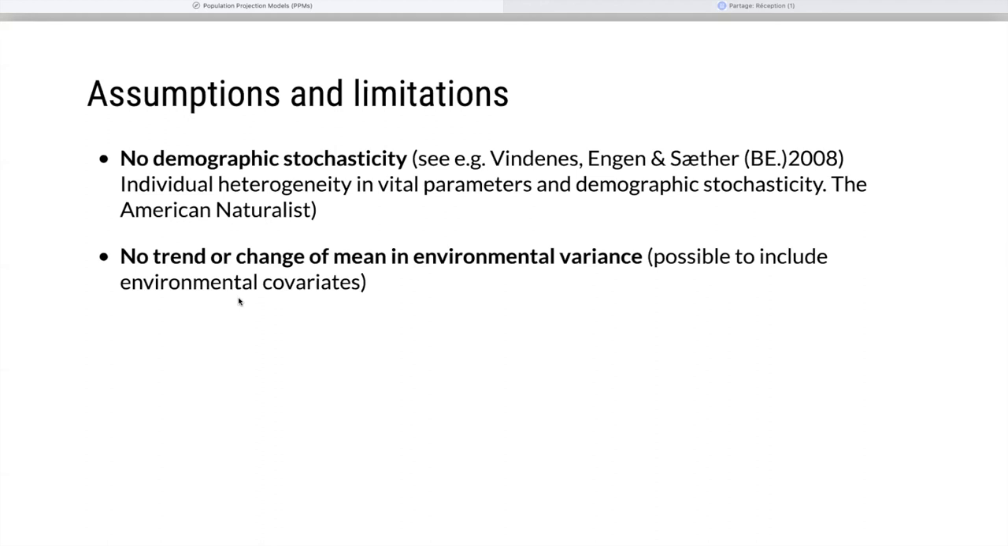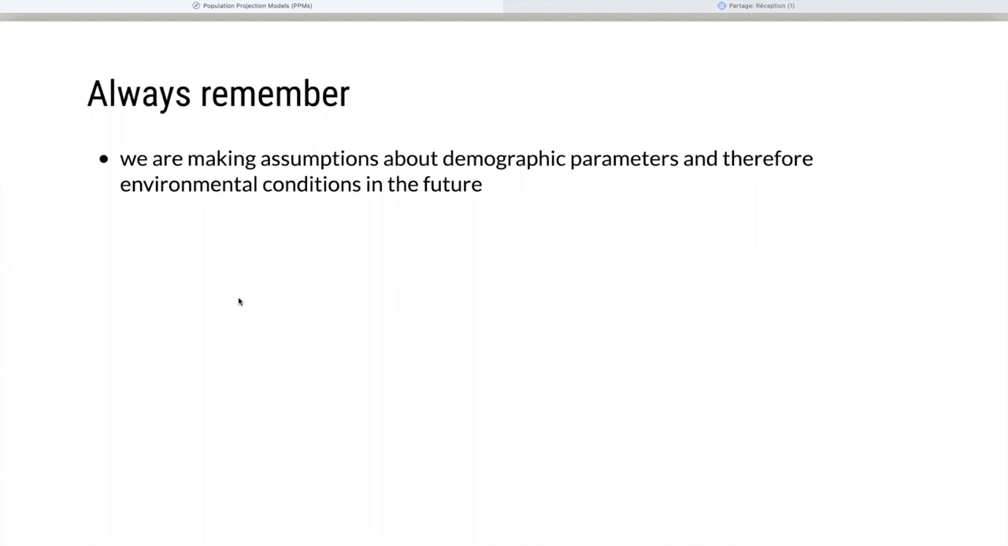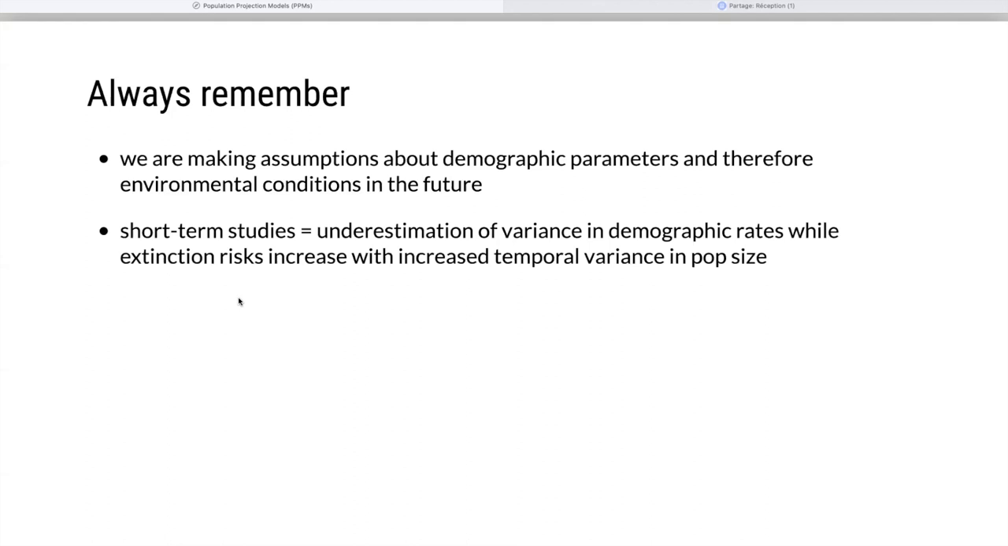That's it. But always remember when running PVAs that we're making a lot of assumptions about the demographic parameters and also about the environment. So we are making the assumption about how the environment will be in the future. So if you're working with data collected on a short term, you're probably underestimating the extinction risk of the population. Know that the longer data series you have, the better the estimation of the temporal variance is going to be. So you get a better estimate of extinction risk if you work with longer data series.